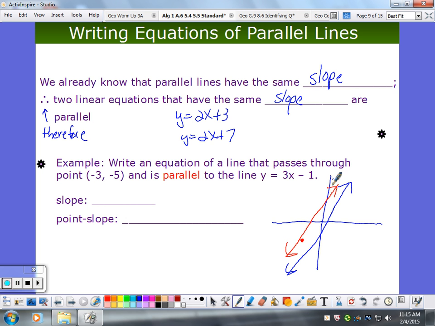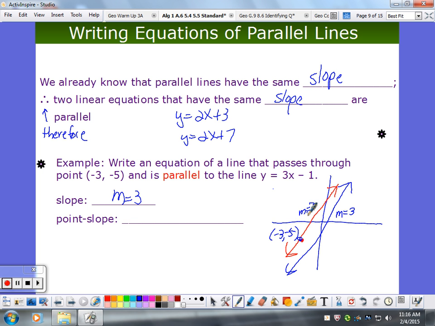Now, what do I know about the slope of this red line? Same as this one, right? Well, what's the slope of this line? m equals 3, right? y equals mx plus b. So this one has a slope of 3. If this one's parallel, it has a slope of 3. Now, I know one of the points on the red line. I know it has the point (-3, -5). I have a point. I have a slope.